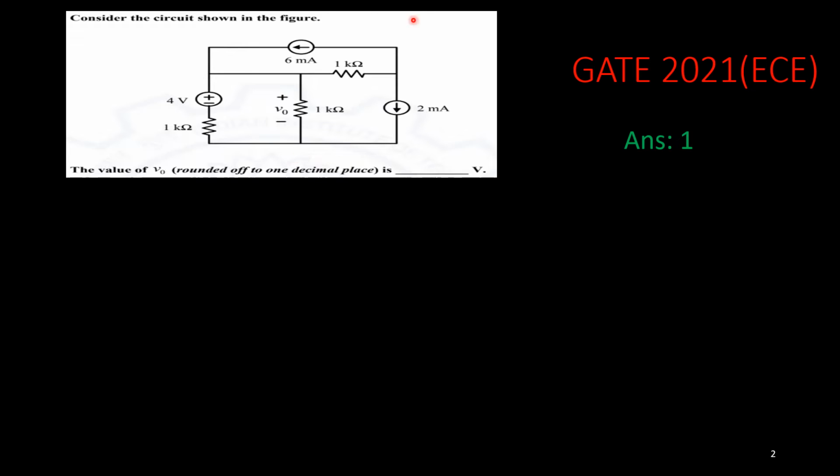For this circuit, we'll try to solve this problem by three different methods. You see, we can use node analysis, we can use mesh analysis, and we can use super node analysis or the superposition principle also. So many ways we can solve it. Let us discuss.